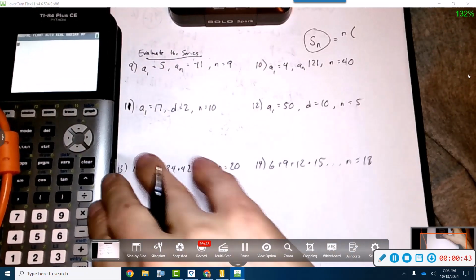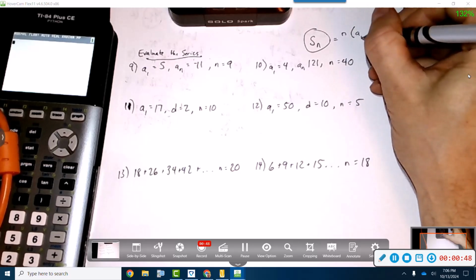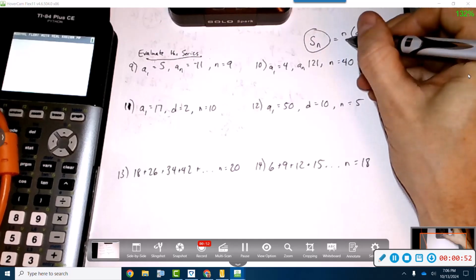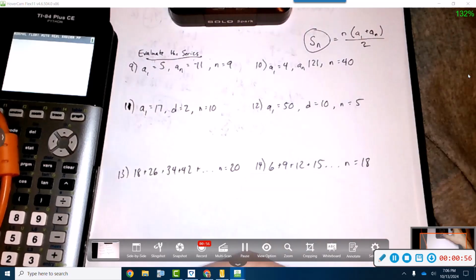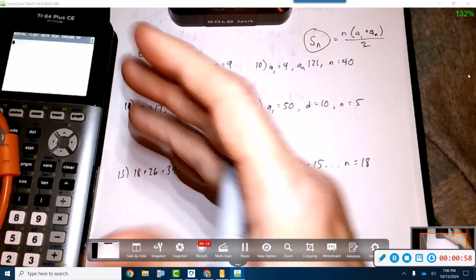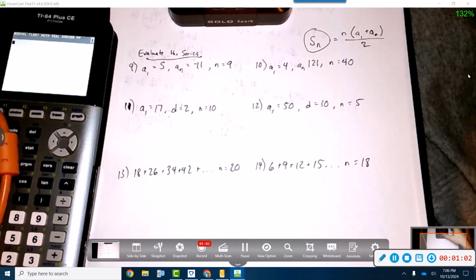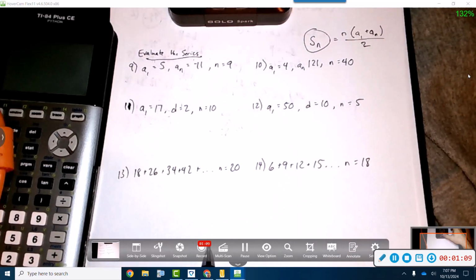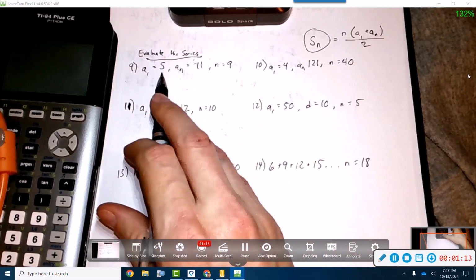You need to know how many terms you have. You need to know your starting term and your ending term, the very last one, and you'll need to divide that by 2. Okay? Remember, this formula is derived by how Gauss was able to pair up the numbers. Basically, you're finding the average of the first and last number, and then you're just adding it that many times. Okay? It's a shortcut.